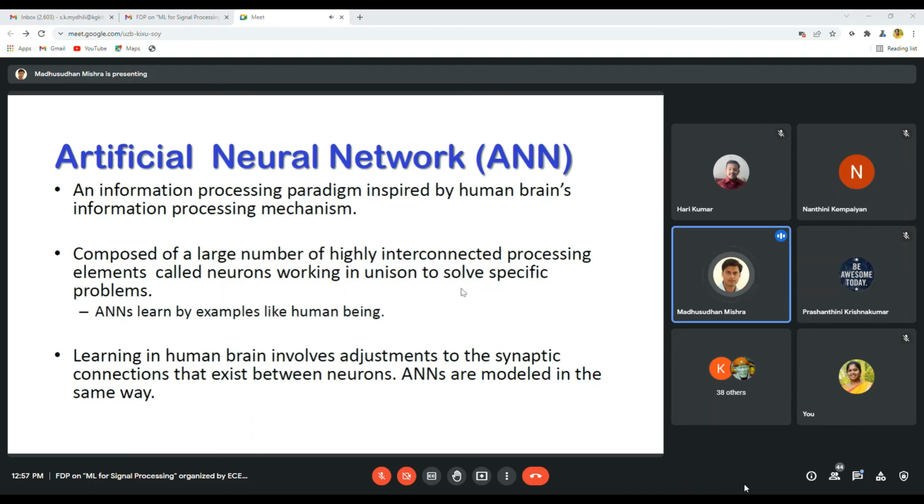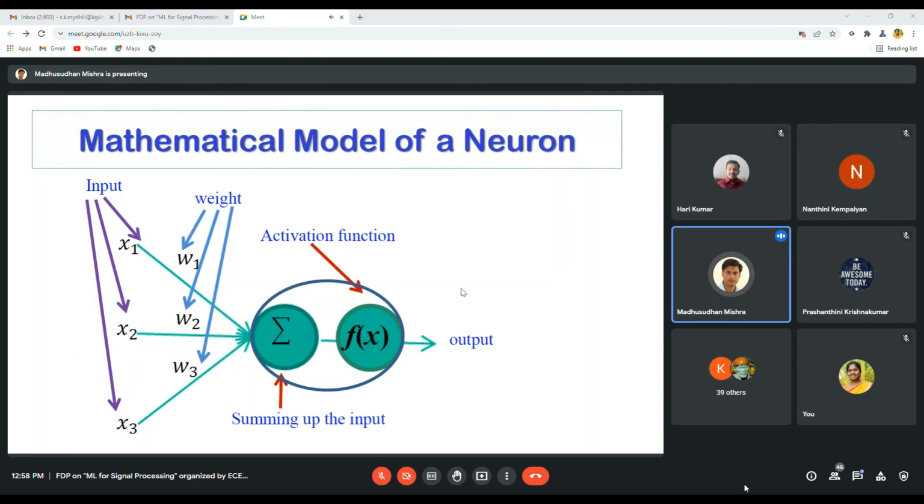So basically, an artificial neural network is composed of a large number of highly interconnected processing elements called neurons, working in unison to solve a specific problem. These artificial neural networks learn by examples, like human beings. This is the mathematical model of a neuron: we have different inputs and weights, and then they are summed. We apply some activation function and it gives the output, like our brain.